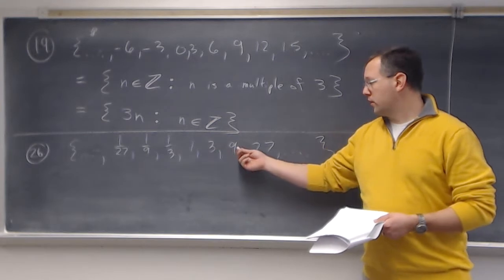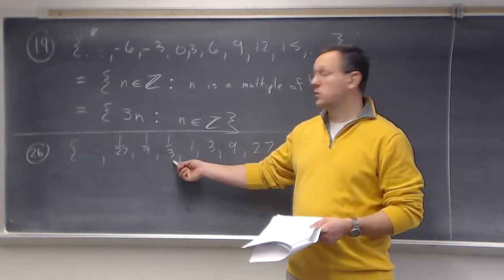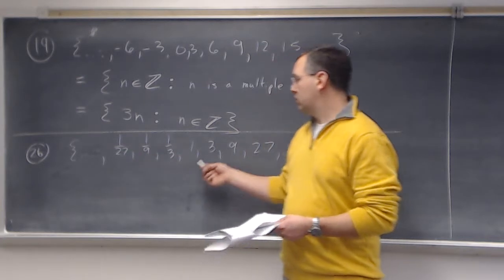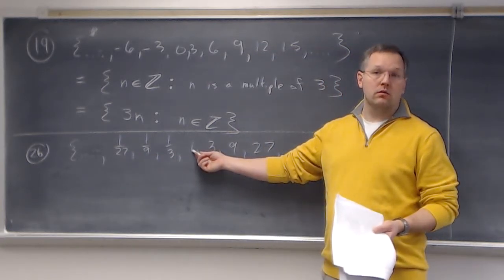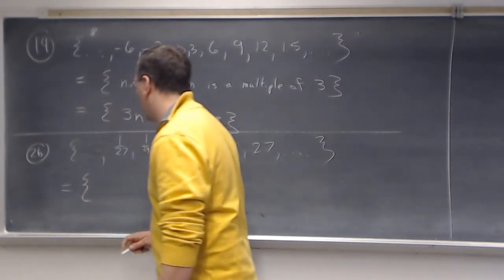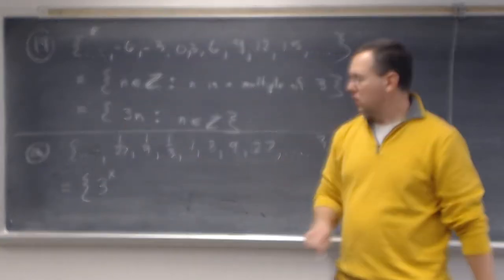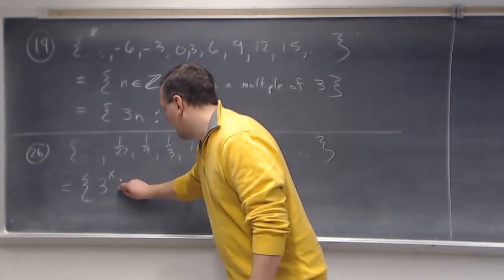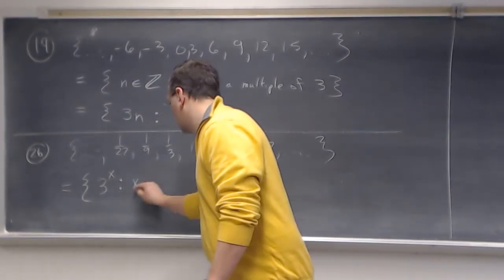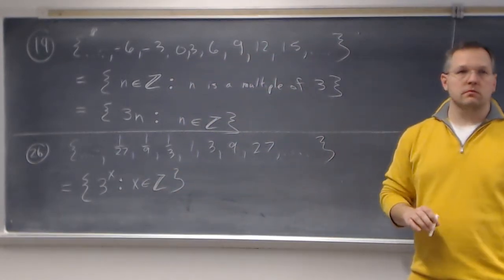Like 3 to the first power, 3 squared, 3 cubed, and then even these fractions: 1/3, think of that as 3 to the minus 1 power. This is 3 to the minus 2 power, 3 to the minus 3 power, and 1 would be 3 to the 0 power. So think about your exponent rules. Everything in the set looks like 3 to a power. So 3 to the x, such that x ranges over all possible integer exponents, so x is an integer. Any questions?